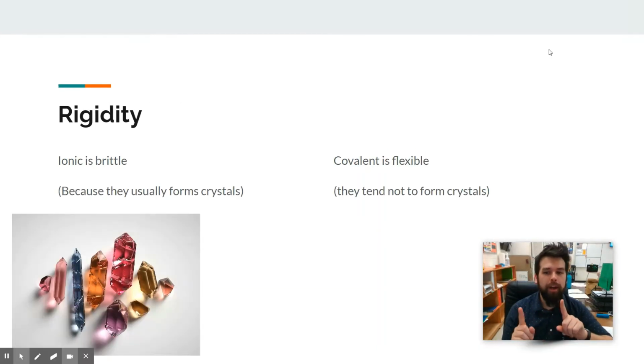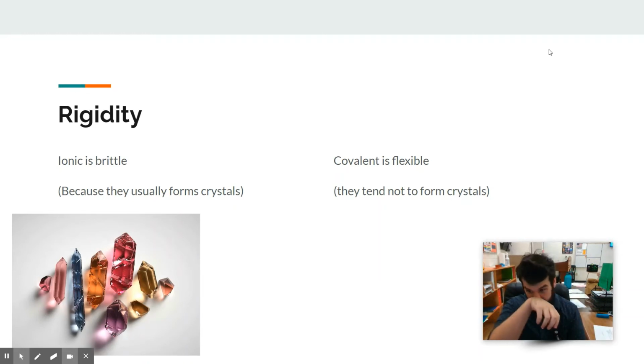So now let's talk about our next characteristic, rigidity. Basically how easy it is to bend something. The information up front is that ionic is brittle, it doesn't like to bend. Covalent is flexible, it does. Ionic compounds are usually brittle because they form these rigid crystal structures. Think about salt. If you look real close, you'll see that it is actually a crystal shape. But covalent molecules tend not to form those crystals, so they're more flexible.